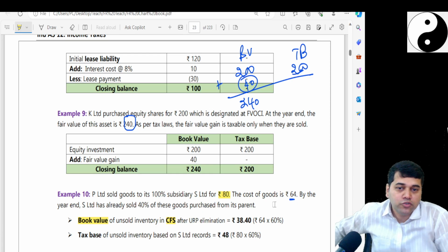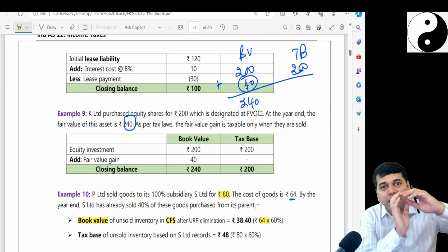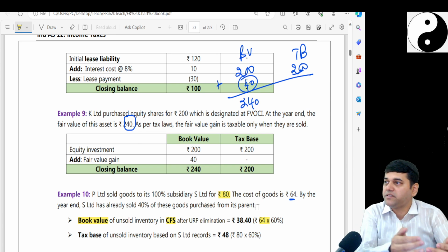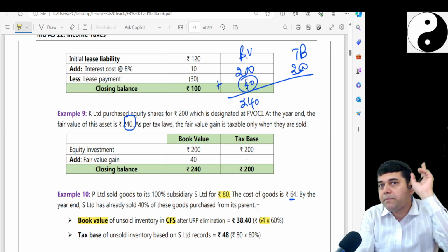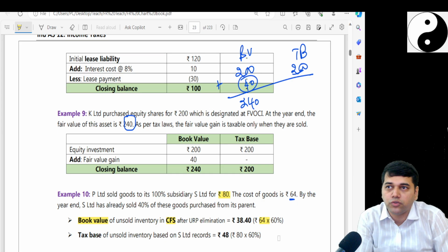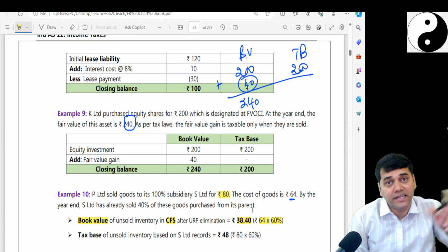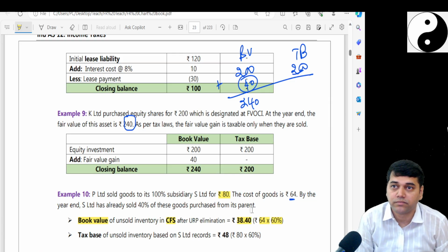Followed, no? So 64 is what you would have shown in the balance sheet at the end of the year if this stock was never sold and 100% remained with the subsidiary, which we will learn in the consolidation chapter. But out of that, 40% is sold, no? So what is my book value of the inventory at the end of the year? 38 after unrealized profit elimination.